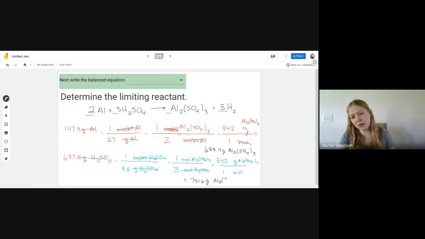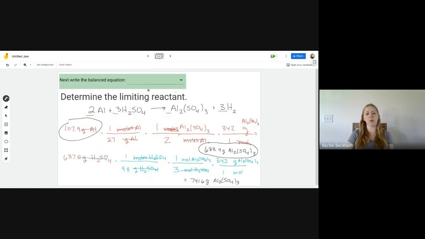Okay, so why did we do all of that? What does this even mean? What was all this work? What we figured out was that if you have this much aluminum, you should be able to make this much of your product according to that recipe, that equation. If you have this many grams of sulfuric acid, you should be able to make this much aluminum sulfate according to that recipe. So the limiting reactant is whichever one produces the least amount of your product.